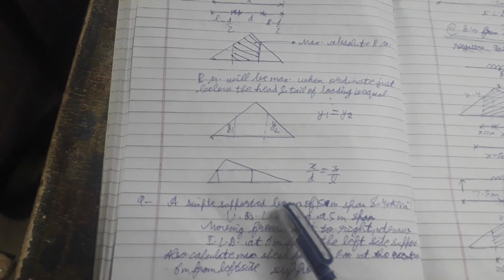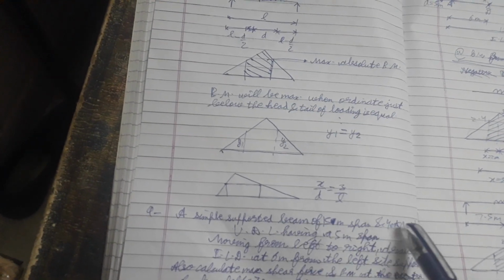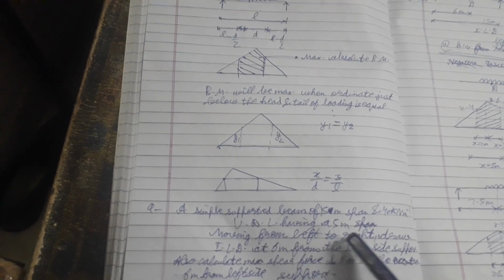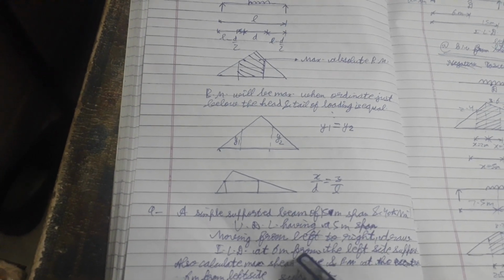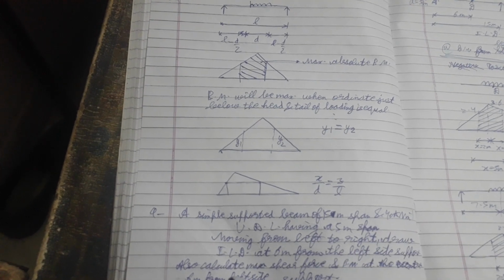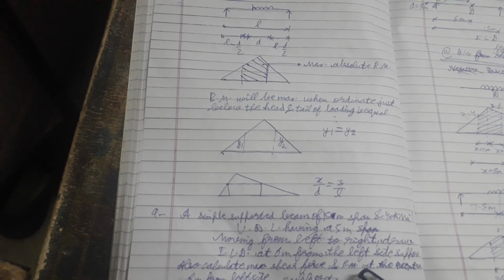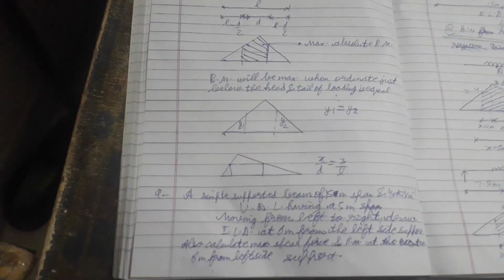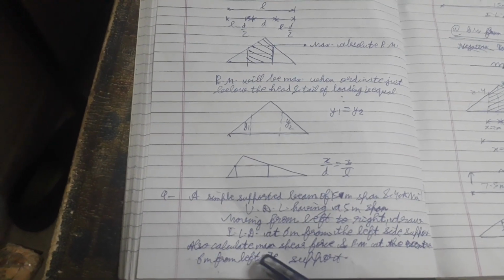A simply supported beam of 15 meter span, with a 40 kN per meter UDL having a 5 meter span, is moving from left to right. Draw the ILD at 6 meters from the left side support. Also calculate the maximum shear force and bending moment at 6 meters from the left side support.